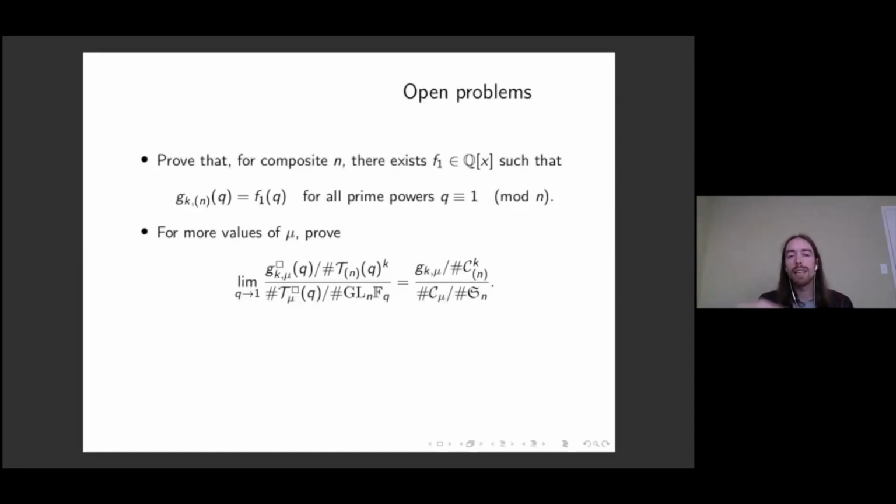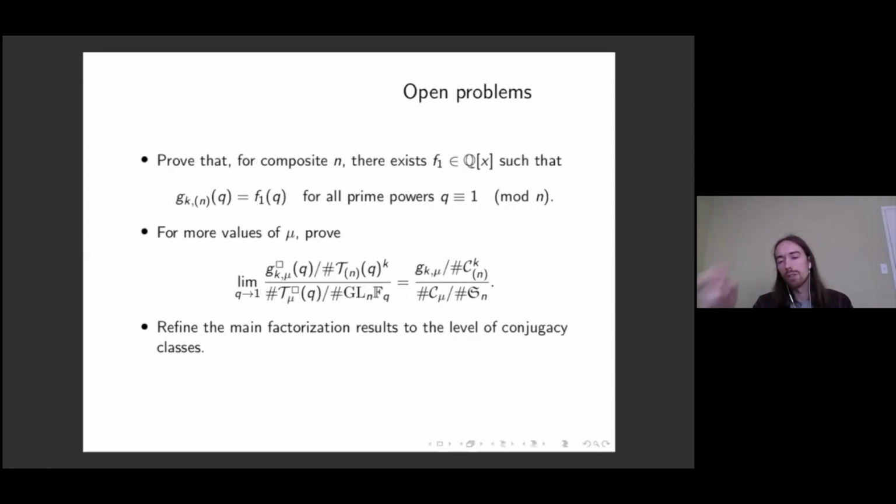Another one is I would like this q goes to 1 limit of these ratios of probabilities to be true more generally. Unfortunately, when mu is the 1-part partition, because I've got this quasi-polynomial, it's kind of unclear what I should actually do to take a q goes to 1 limit. A little weird, so it's at least not true for that, but maybe it's true for some other large family of values of mu.